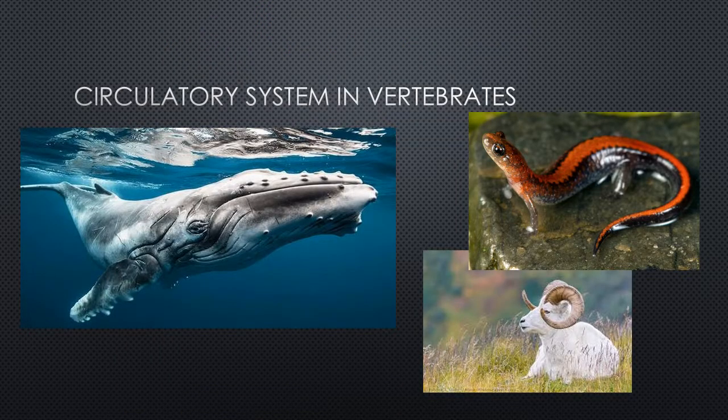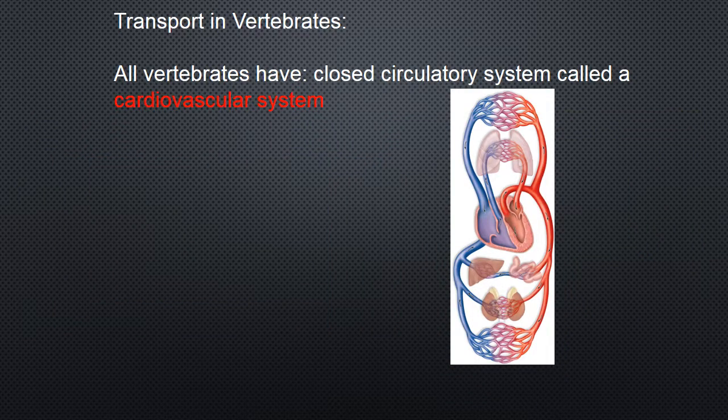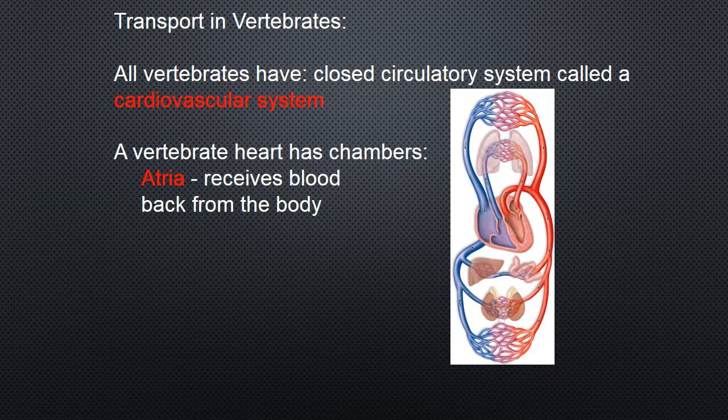Okay, so that was the circulatory system of invertebrates. Now we're going to cover the circulatory system of our vertebrates. In vertebrates, they all have a closed circulatory system, and the vertebrate heart has chambers. That's different from, if you'll remember, the earthworm closed circulatory system, which had 5 small hearts. That's completely different in our vertebrates.